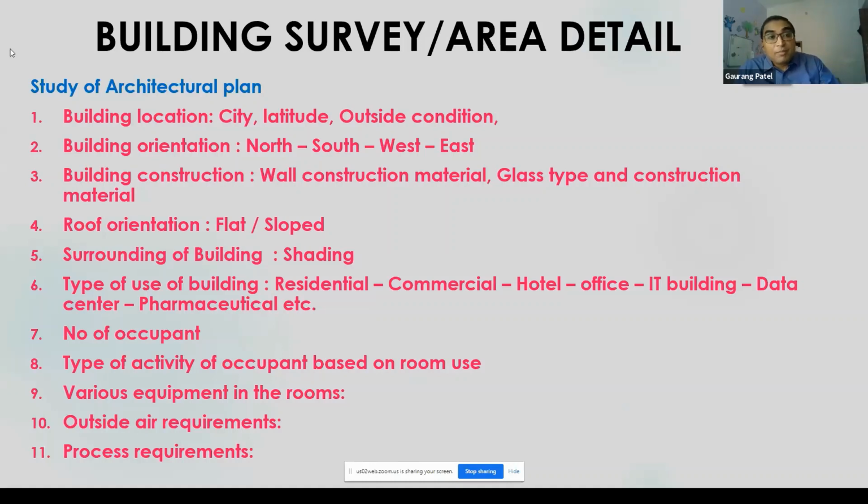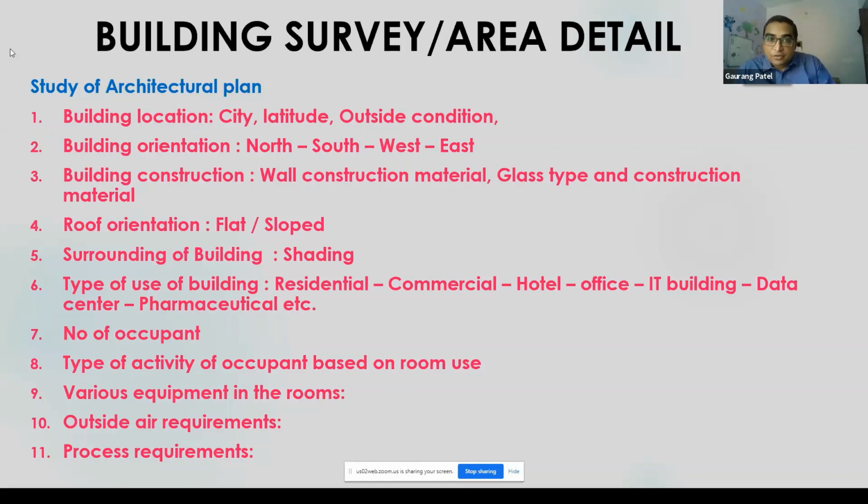Second one is building orientation. What kind of orientation do the various rooms have? Do they have an exposed wall, north facing, south facing, west or east? All these directions have an impact on the amount of heat coming in because of the orientation of the sun's rotation.